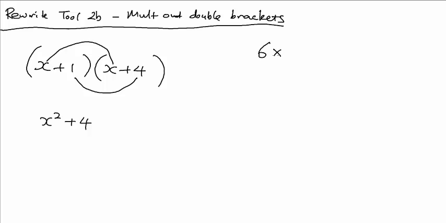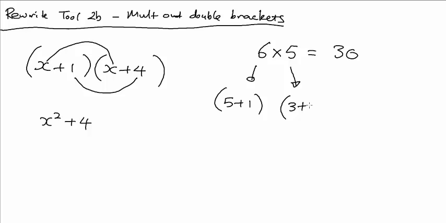Now, let's pick something you do know. 6 times 5. Yeah? And you know that equals 30. Now, I'm going to write 6 as 5 plus 1. And I'm going to write 5, it doesn't matter how I write it, but let's just pick 3 plus 2, alright? And obviously these are multiplying together, because just putting the brackets together implies that there's a multiplication. So hopefully that makes sense.